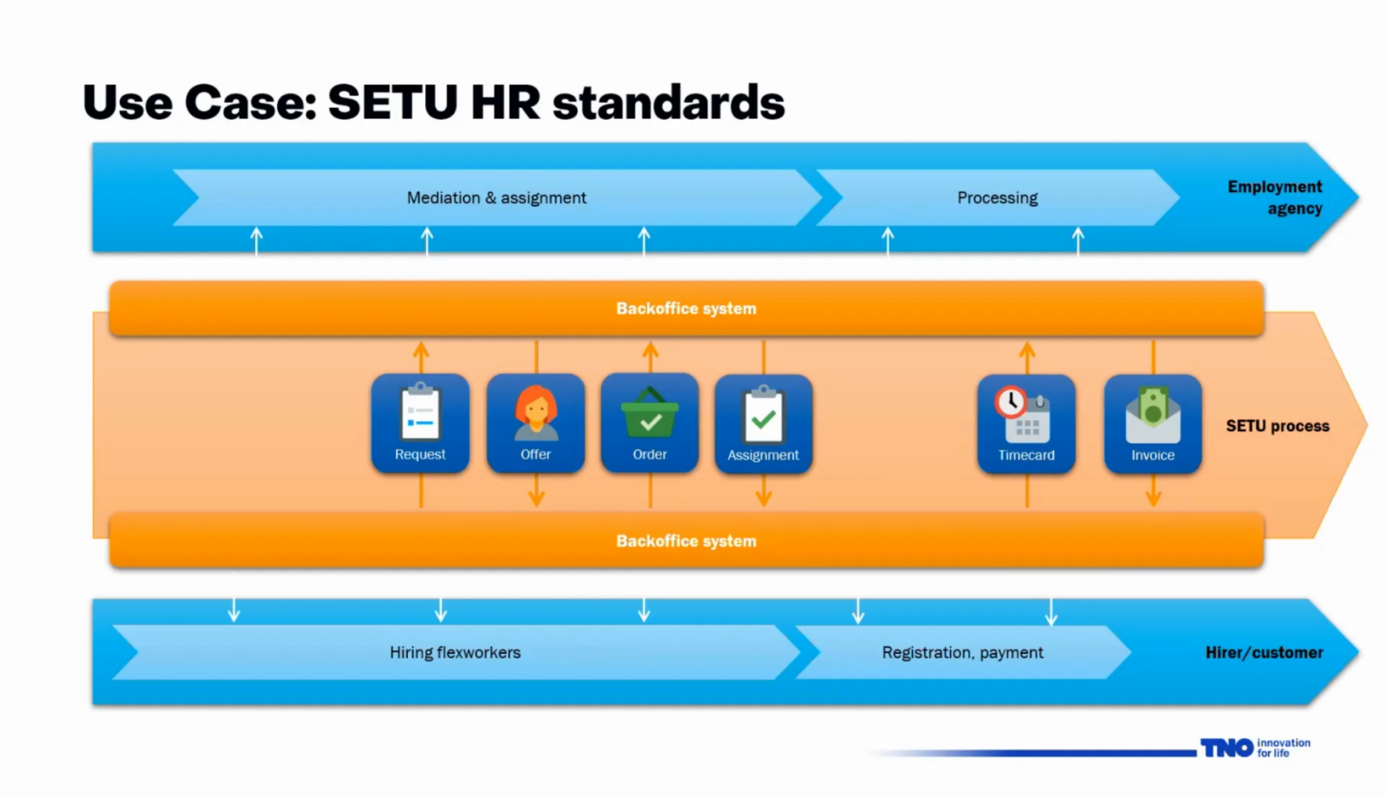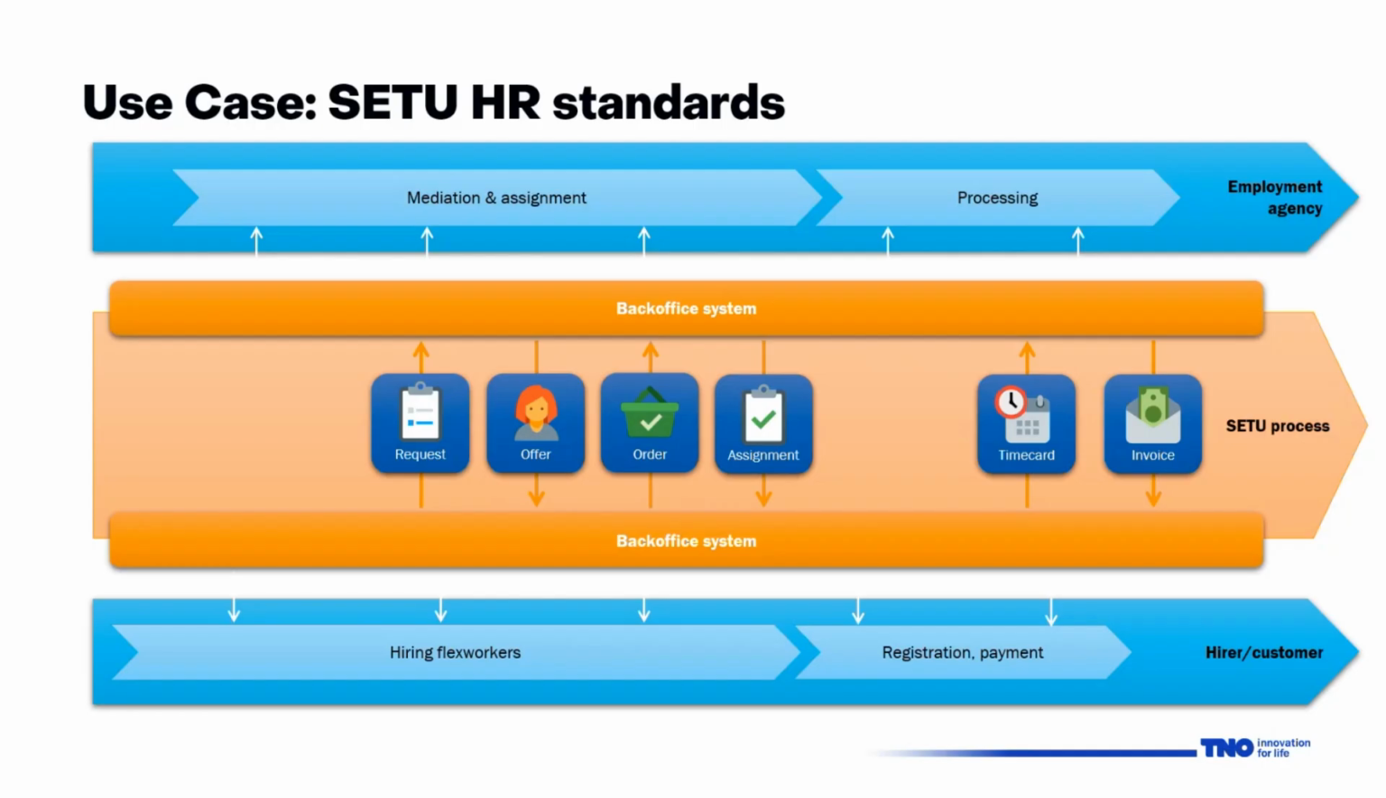Then there are a lot of other standards as well. So, for example, the initial request for a flex worker that is coming from the customer towards the employment agency. Then the employment agency will make an offer, stating which human resource or which flex worker is actually available for this job. Then they'll come to some kind of agreement.